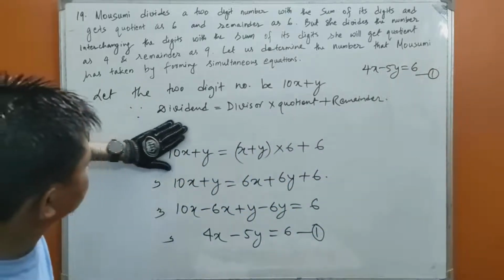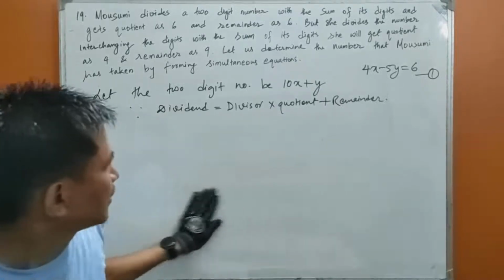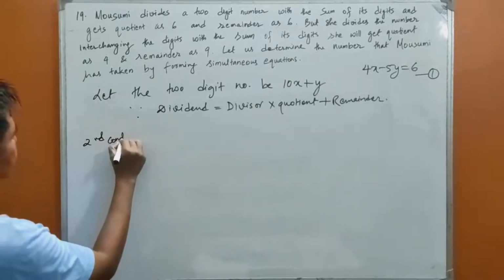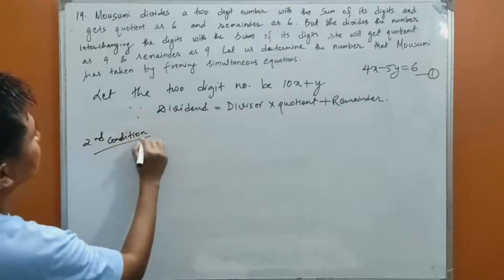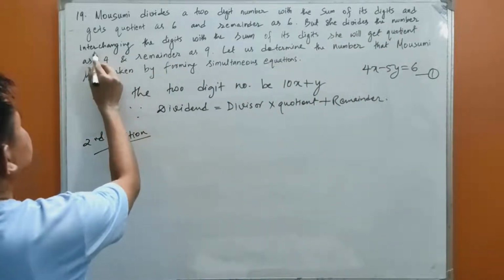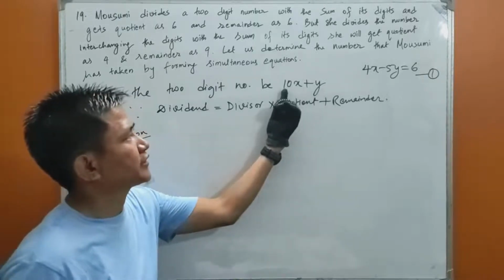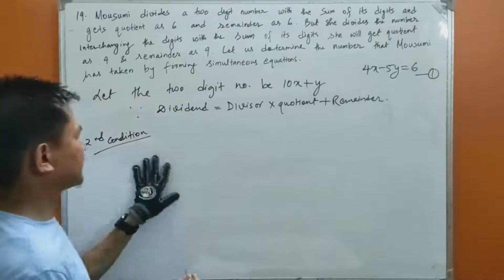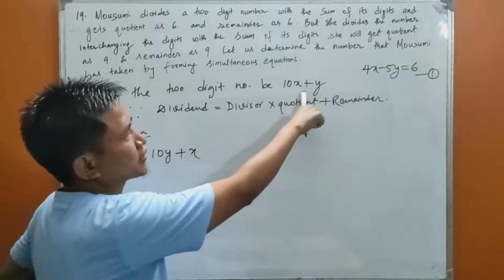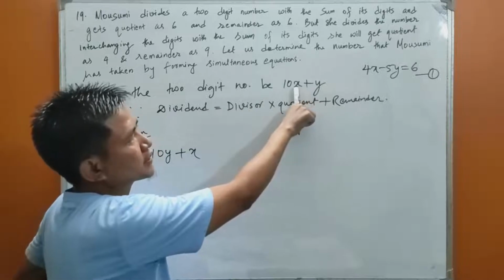I am going to erase this. Now in the second condition, she divides the number after interchanging the digits. Interchanging the digits means she brought the unit place number to the tens place and the tens place number to the unit place. That means 10y plus x. The original number is this. That means the unit place number is y and the tens place number is x, isn't it?